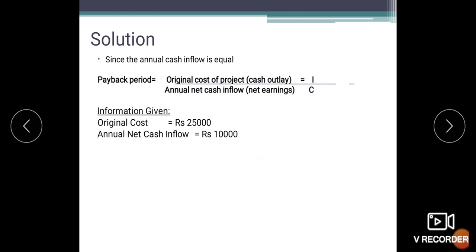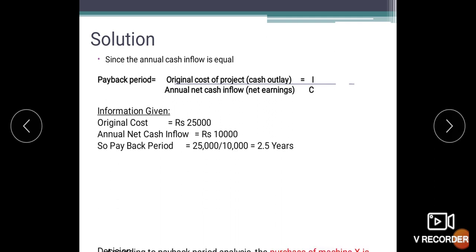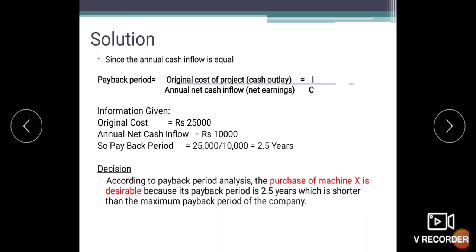So in the question, it is asked, what will be the decision? According to the payback period analysis, the purchase of machine X is desirable because its payback period is 2.5 years, which is shorter than the maximum payback period of the company, that is 3 years. So if the payback period lies below this 3 years, definitely the Delta company will like to purchase this particular machine. So it is below 3 years, that is 2.5 years. So definitely the company can buy it.